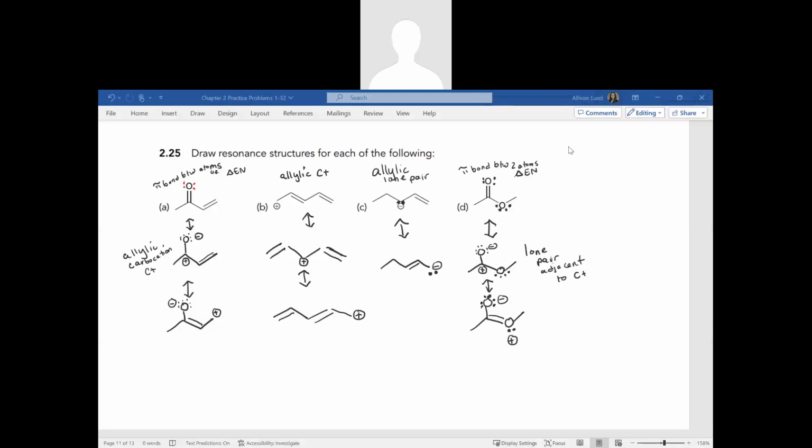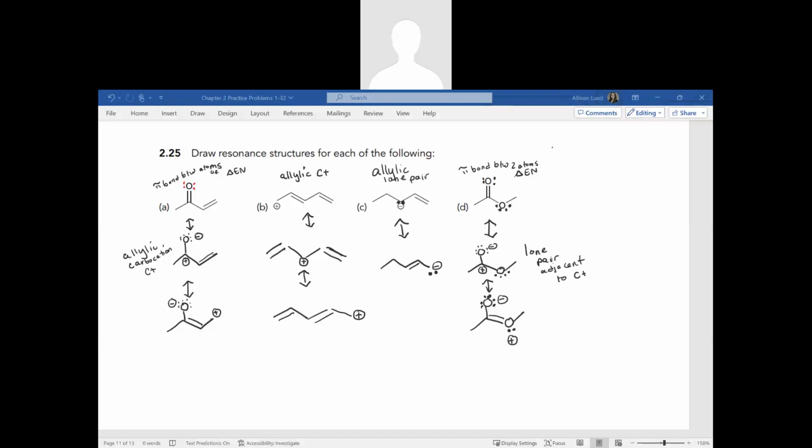Problem 25 from Chapter 2 asks us to draw resonance structures for the following compounds here. So I have A through D listed, and I've also given the pattern that we should identify that allows us to draw these resonance structures.